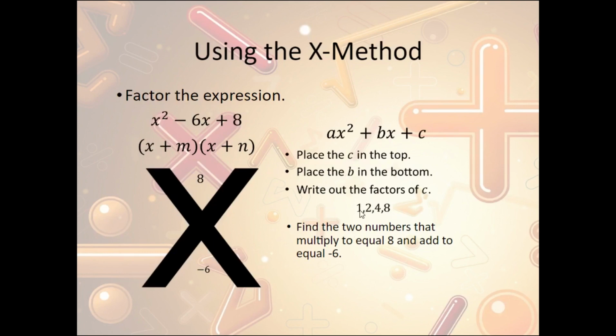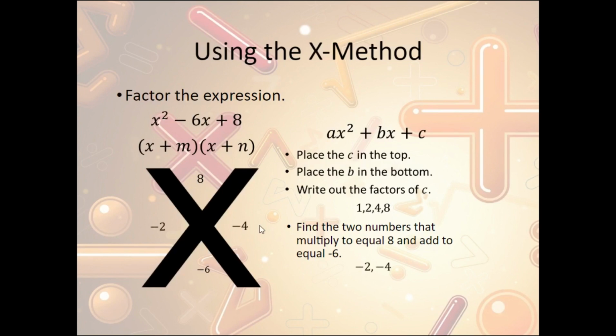So I'm looking at negative 1 times negative 8 is positive 8, but the sum is negative 9, so that's not the answer. What about negative 2 and negative 4? If I multiply those two together, I get positive 8, and when I add them together, I get negative 6. So that would be my solution: negative 2 and negative 4.